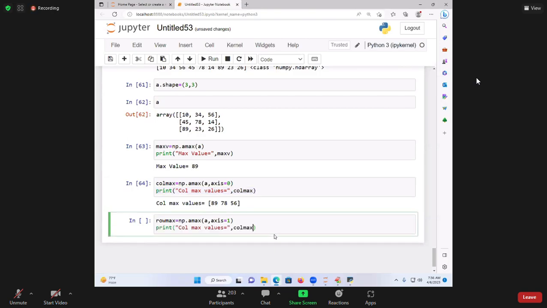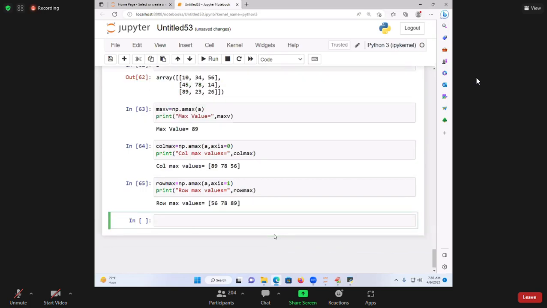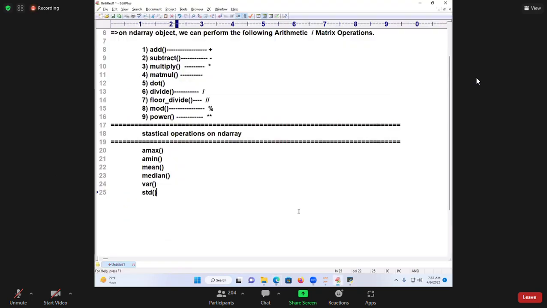See students, I am writing here row max. Now I am taking row max. So what is the row max here? What is the main important component here? A max. What is the syntax? NumPy dot A max of what? ND array.